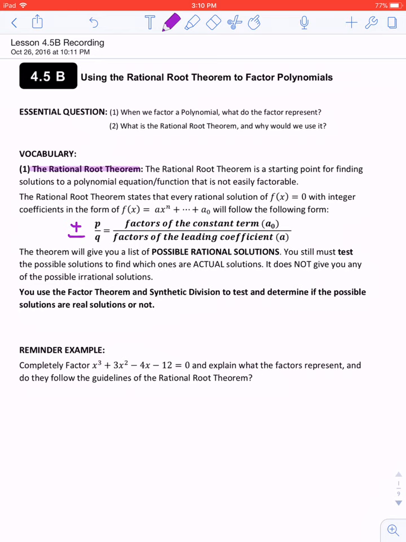Now for the rational root theorem, the P and Q represent information. P represents all of the factors of the constant term. Q represents all of the factors of the leading coefficient. So rational root theorem allows us to create this set of possible roots or possible zeros.